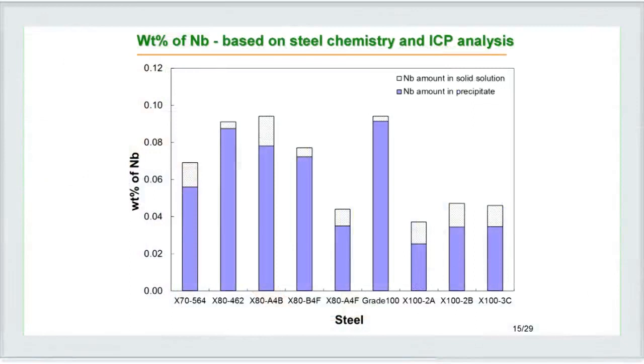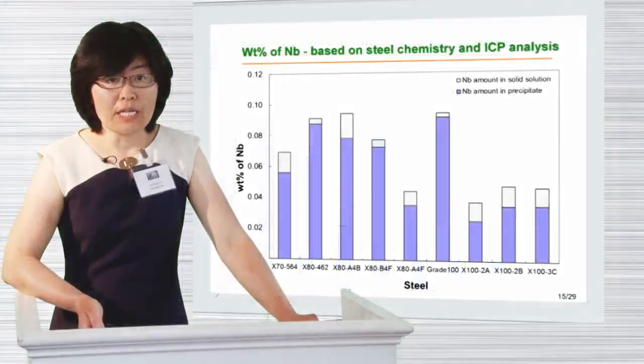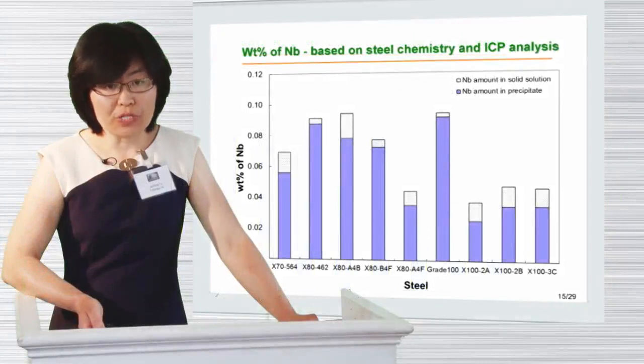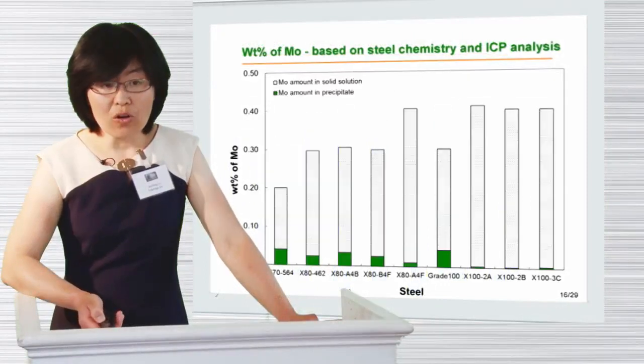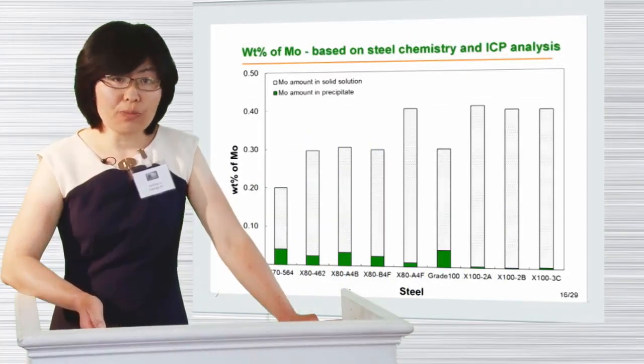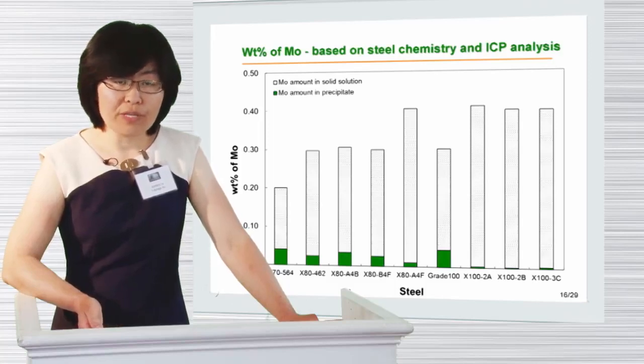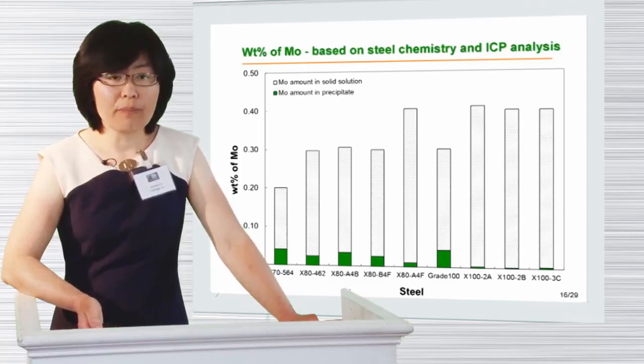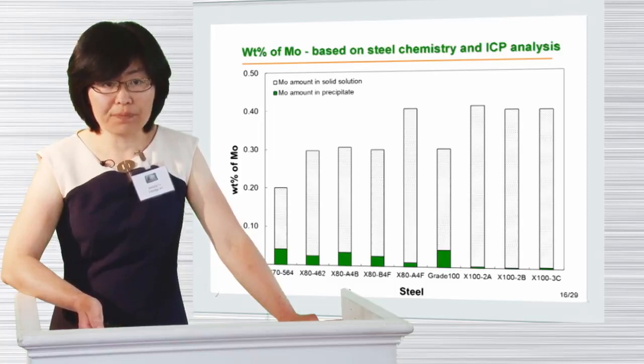And this figure shows the weight percentage of the niobium in the steels. It indicates that most of the niobium finally stays in the precipitates, and only a small amount of it stays in the steel matrix as solid solution. Oppositely for the moly, most of the moly dissolves in the steel matrix, and only a small amount of it precipitated out.